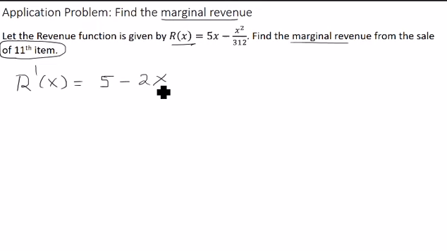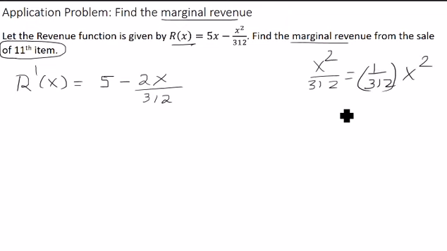So you can think of x squared over 312 as 1 over 312 times x squared. So this is a very small number here. That's why you don't have to worry about the number being 0, because it's not an absolute term. It's just the coefficient. The coefficient is going to stay back. Alright, so this is the marginal revenue function. Now we're going to find the marginal revenue from the sale of the 11th item.